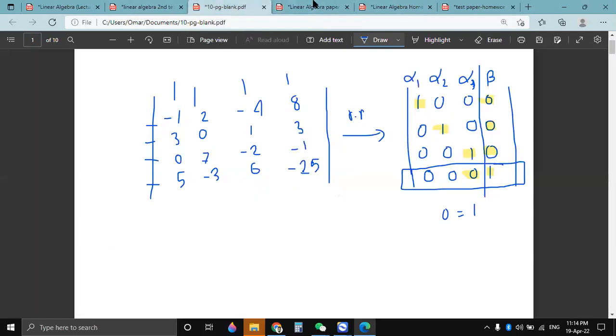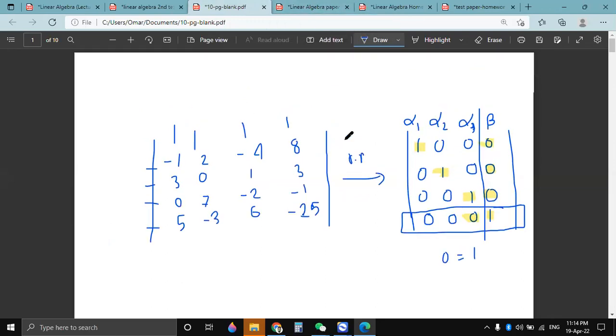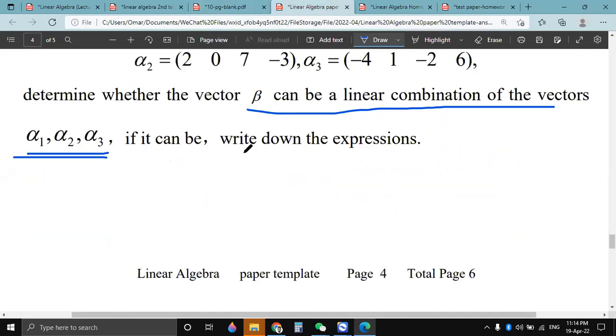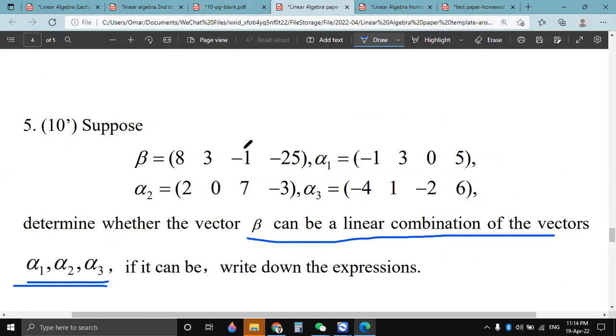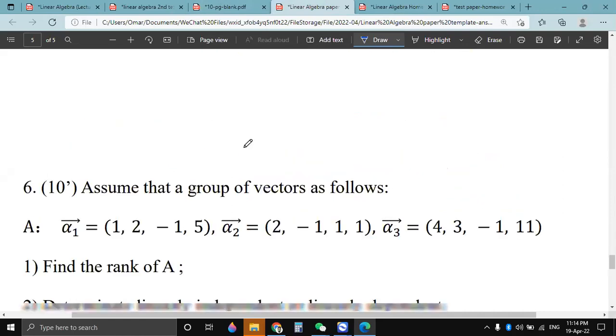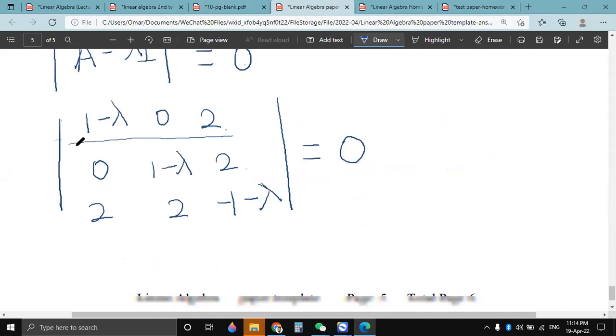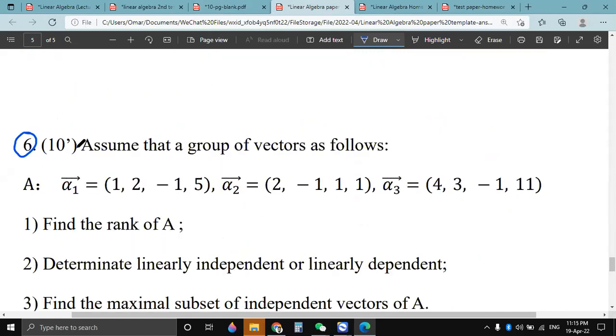It would be great if I could show you some kind of case where beta can be a linear combination of alpha 1, alpha 2, and alpha 3. So I will try to find those kinds of questions. But before that, let's finish this part, number 6 and number 7, okay? And then we will talk about that one.